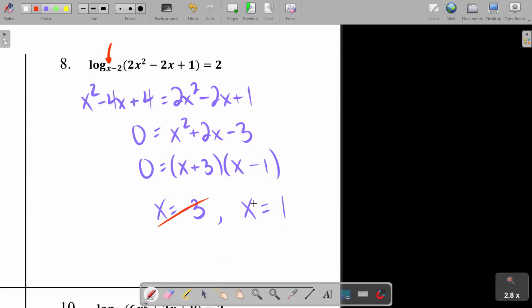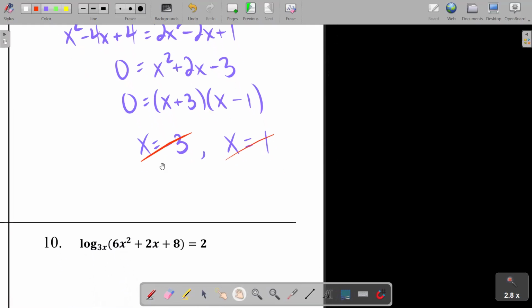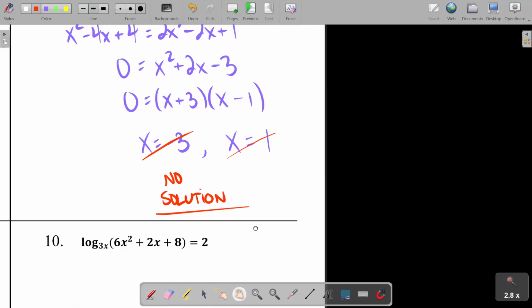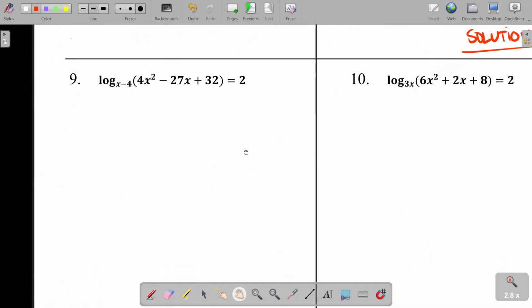So this one doesn't work. This one doesn't work. And we have to state then, okay, so what is your conclusion? My conclusion is that there is then no real solution to this equation. So expect that that could happen, right? Sometimes just nothing that we get works, and it is what it is. All right, on to number 9.